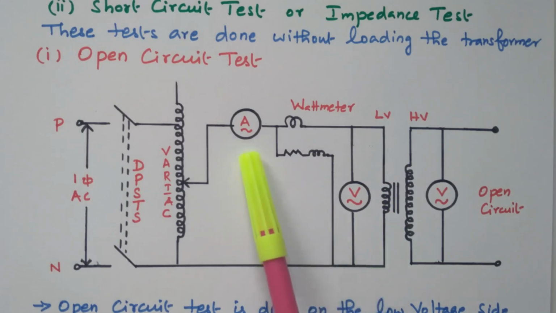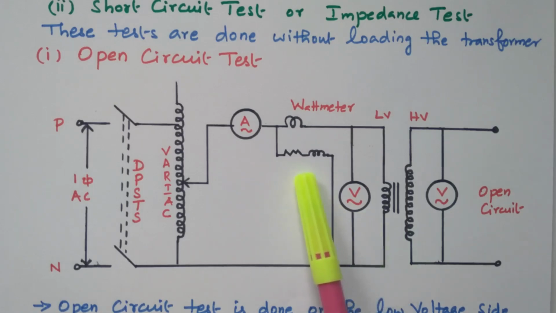So this ammeter will measure the no load current. This voltmeter will measure the primary rated voltage. Similarly, this wattmeter will measure the no load input power given to the primary.